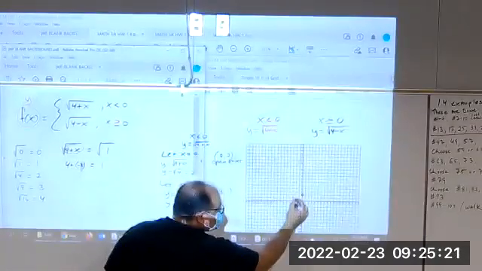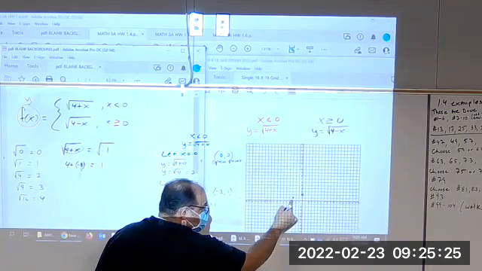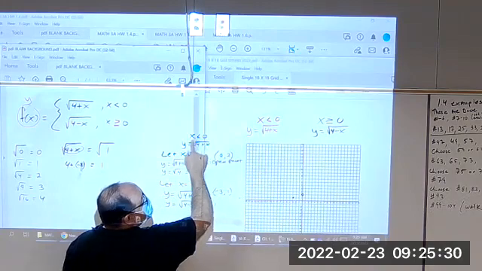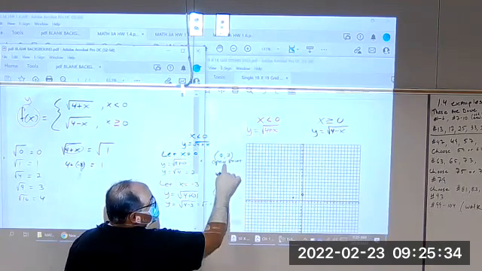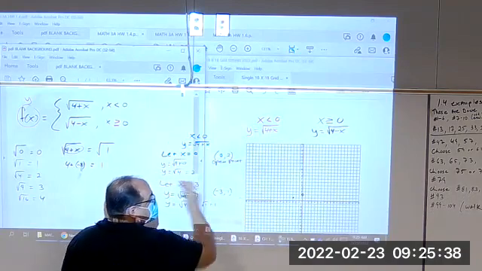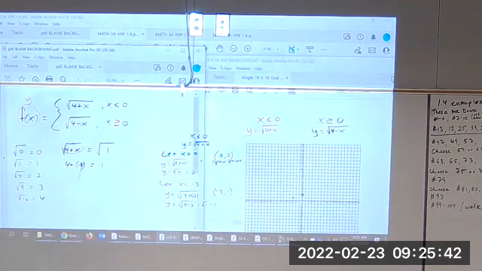Right here. Now, this is a solid point. It's solid because that's part of the domain. You can use any x's that are less than 0. You just can't use 0. That's why it's open exactly at the 0. But for everything less than, they're all solids. So we made the 2 because we got a square root of 4. We made the 1 because we got a square root of 1.